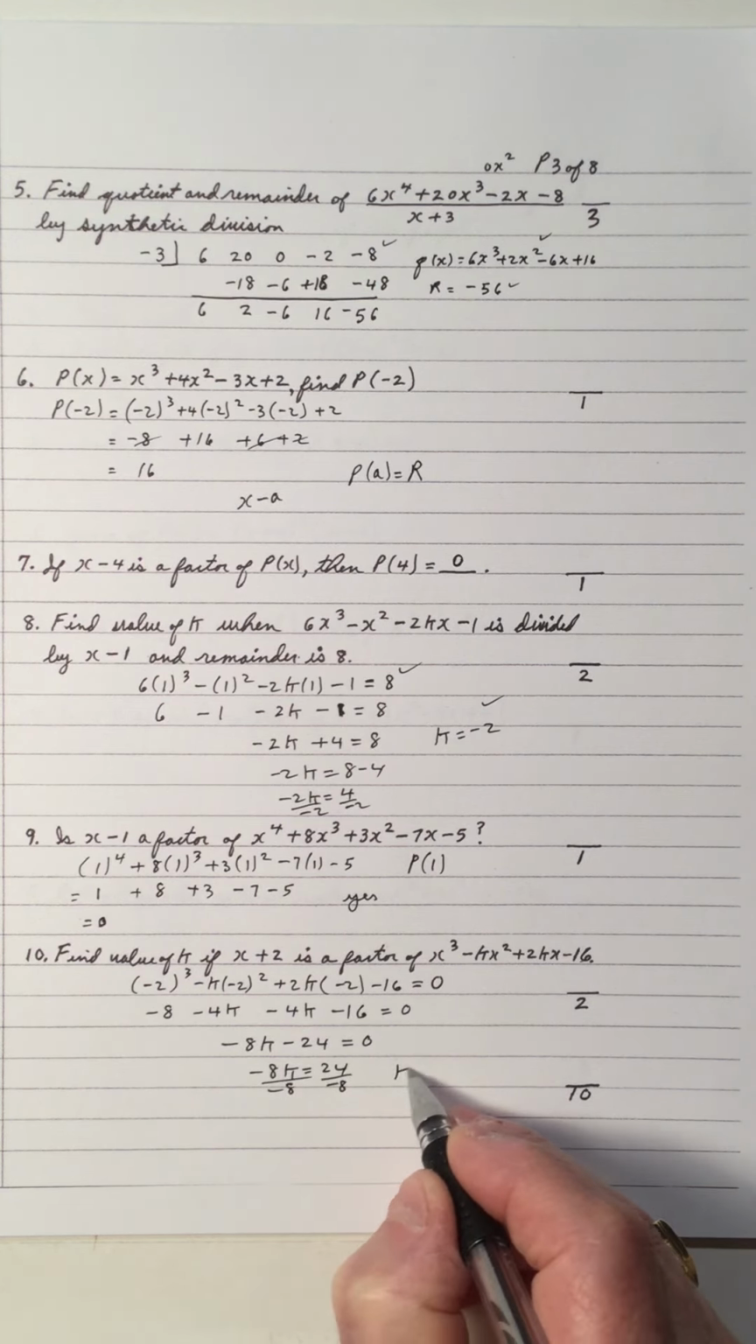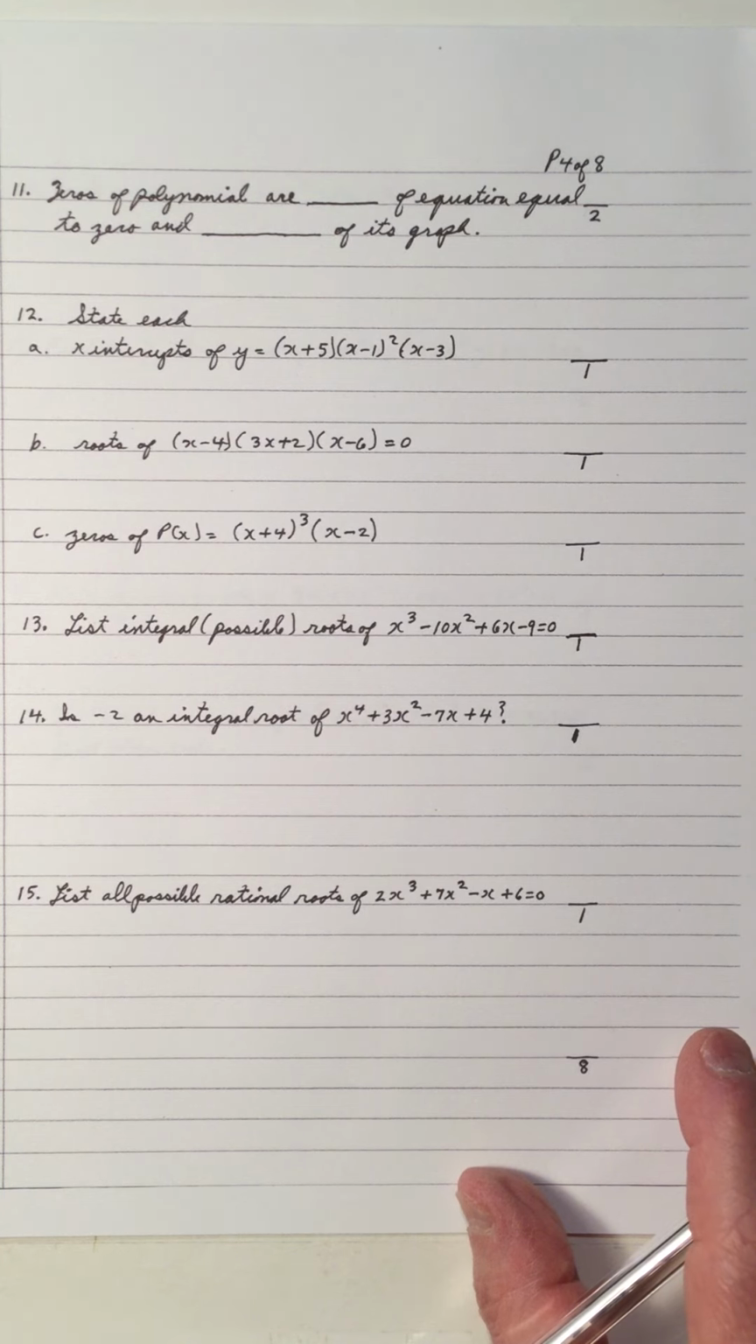So if you subbed in the negative 2 and wrote 0 equals 0 here, there's a mark. If you work this out to negative 3, there's a mark. So 2 marks altogether. Total of 10 for that page. Okay. Hopefully your review is going okay and you understand the videos that we've done so far.